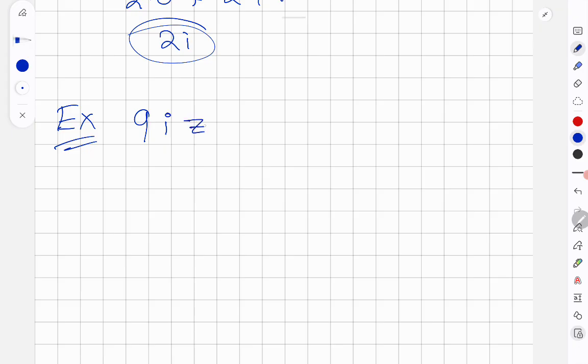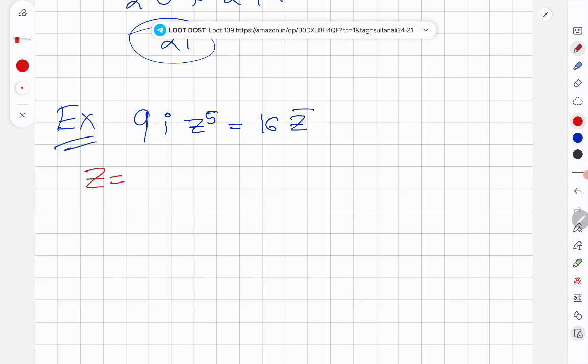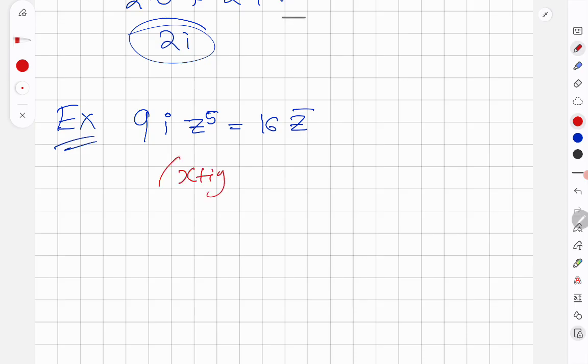9i z to the power 5 equals 16 z conjugate. We can solve this by writing z as a plus ib. So you have to solve an equation which is of order 5. If you put x plus iy, it will be of order 5. If you can solve it, you are welcome to solve. No. So that's the thing, you cannot solve it. So always you will think about the trigonometric form.